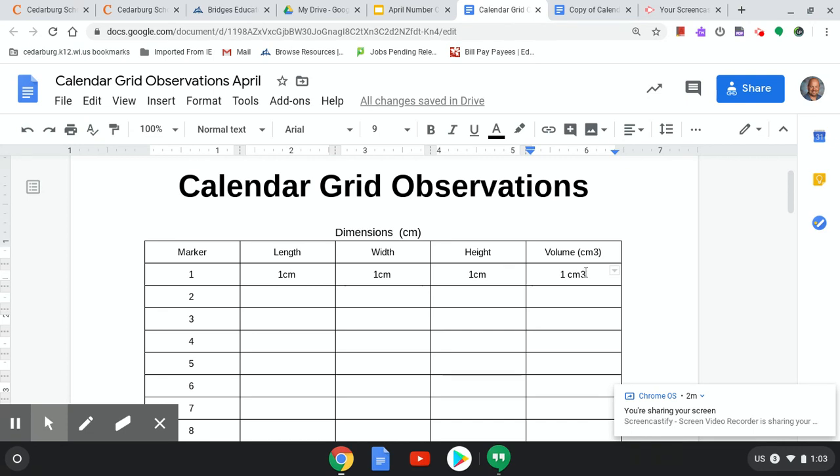My 3 shows up here. I can't get it raised up here, so you know what I mean. If you want to write cubic centimeter, you could do that as well.